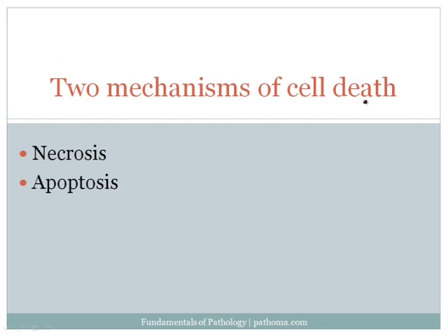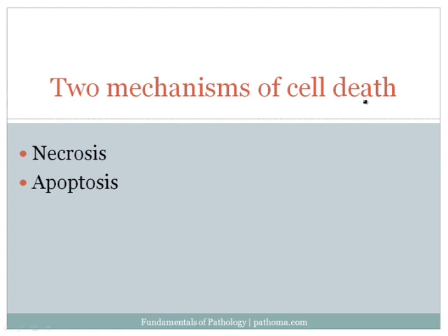Now, there are two mechanisms of cell death, and we have to be familiar with both. The first is necrosis and the second is apoptosis. The way I think about these is that necrosis is sort of murder. Something comes from the outside, or some pathologic process occurs, which then causes a grand scale destruction of the tissue. And that's necrosis.